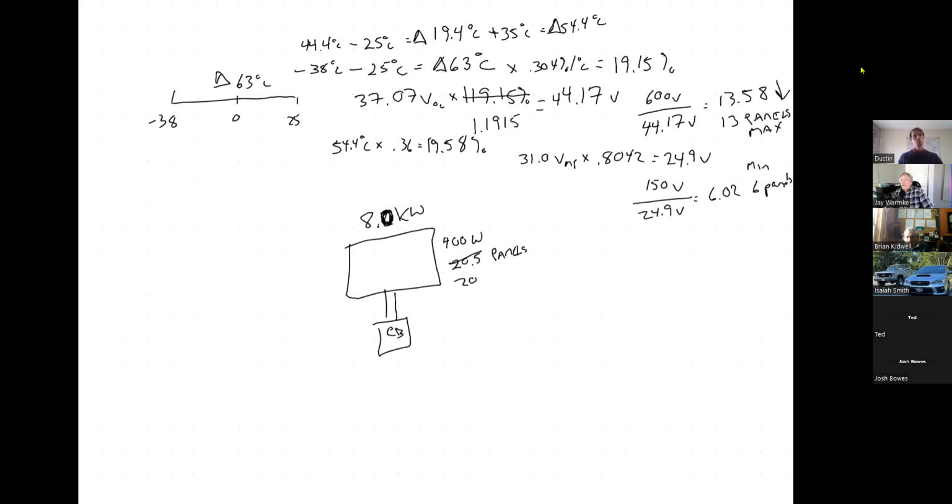Gotcha. Fair enough. The worst case is that it's going to over voltage it. It's going to send too many volts to the system and the inverter's just going to shut down. So they have protection for that.